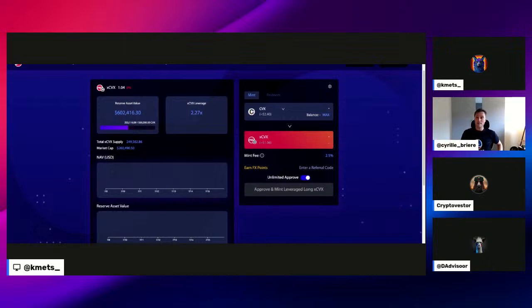Basically, last epoch, just having a ref code was giving something like 6 or 7% APY on top of the actual yield. So imagine you can still get 6 or 7% APY by holding a free leverage token, basically, on CVX. Yeah, that's very cool.